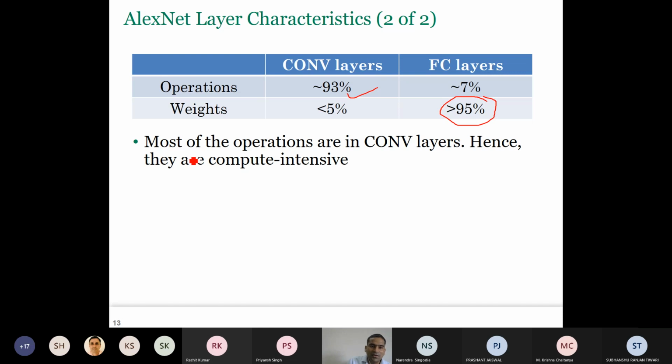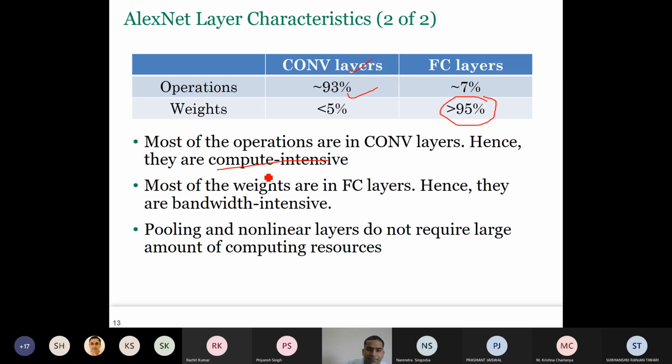So now what our observation is, most of the operations happen in the convolution layers. That's why they're compute intensive. That means whenever you are doing convolution layers, you need a hardware or a platform which can provide you a lot of computation power. And that's why, for example, we use GPUs. GPUs have massive computation capability.